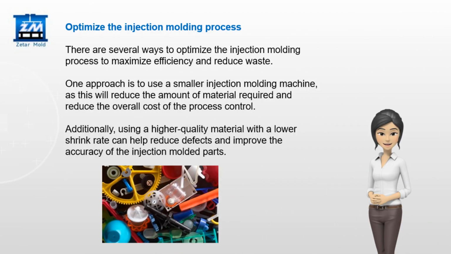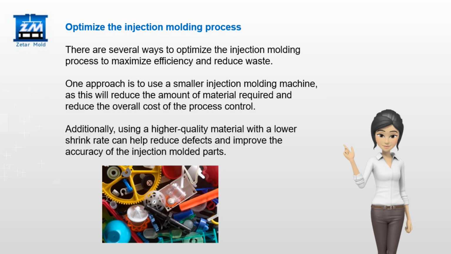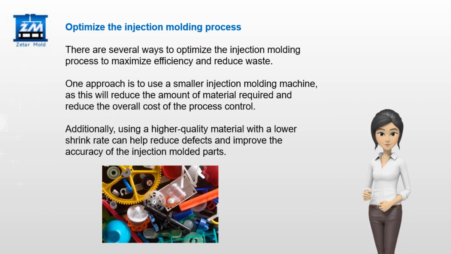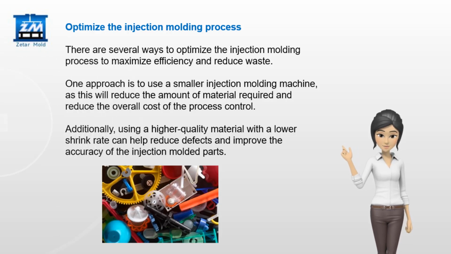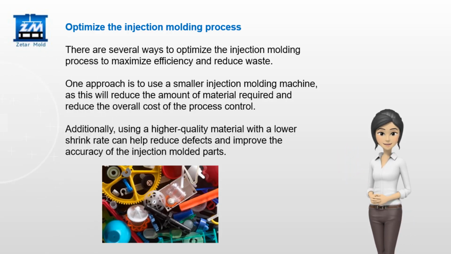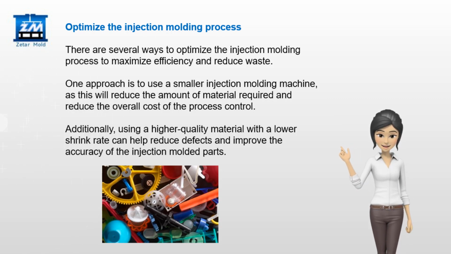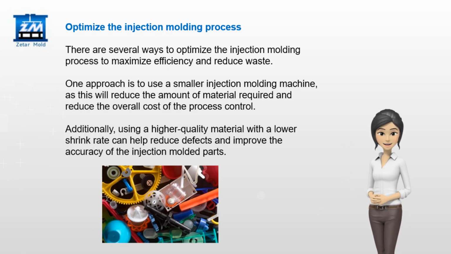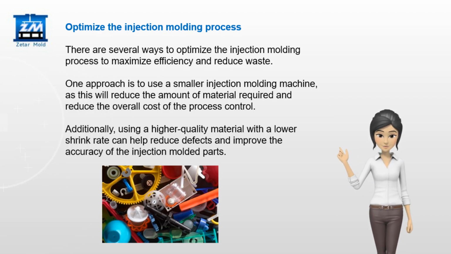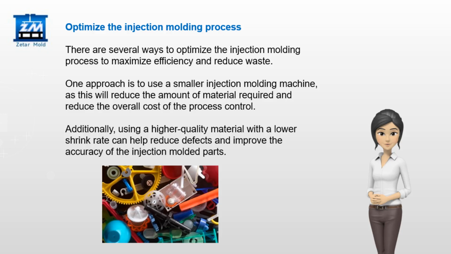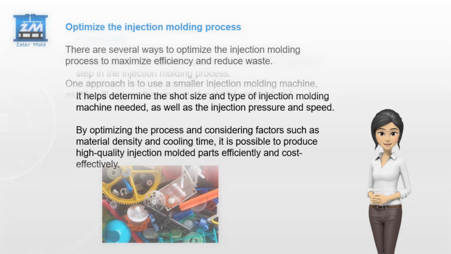Optimize the injection molding process. There are several ways to optimize the injection molding process to maximize efficiency and reduce waste. One approach is to use a smaller injection molding machine, as this will reduce the amount of material required and reduce the overall cost of the process control. Additionally, using a higher quality material with a lower shrink rate can help reduce defects and improve the accuracy of the injection molded parts.